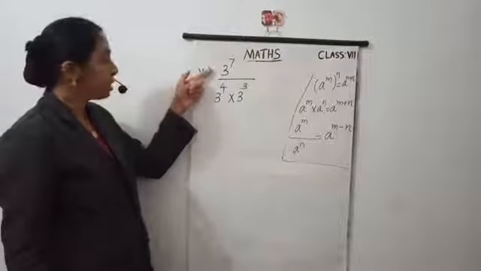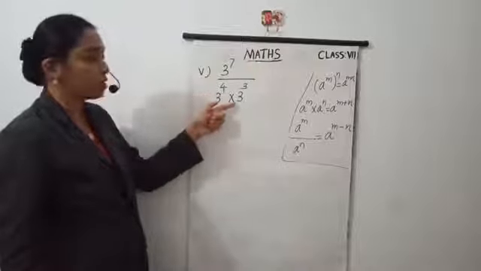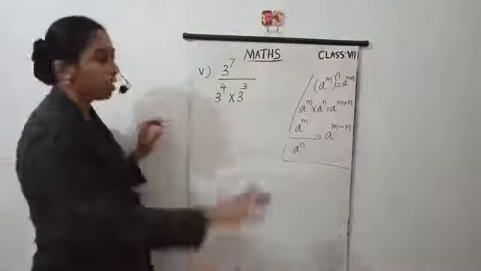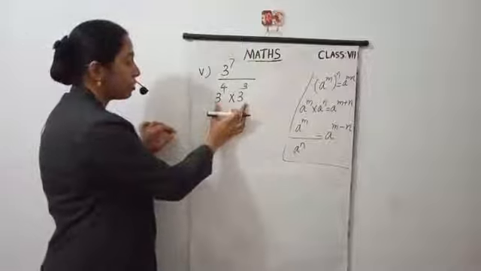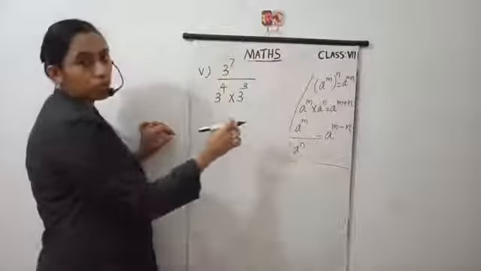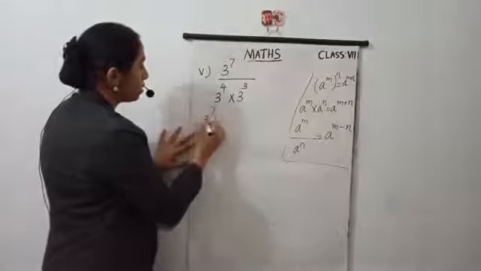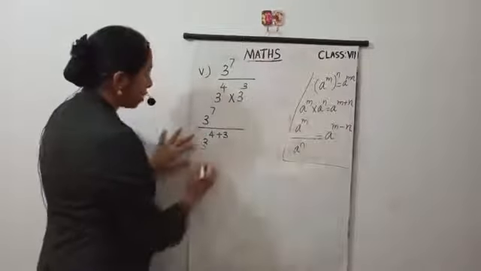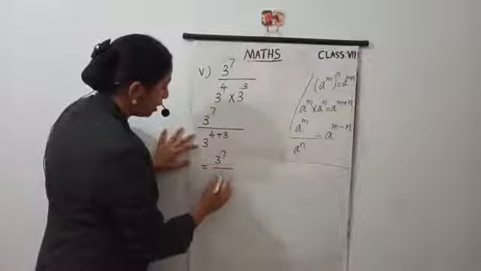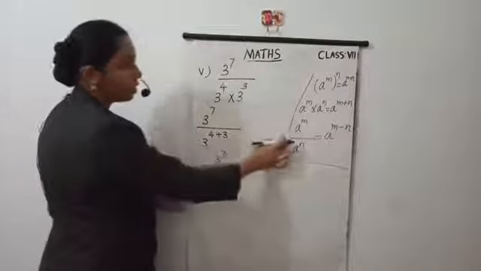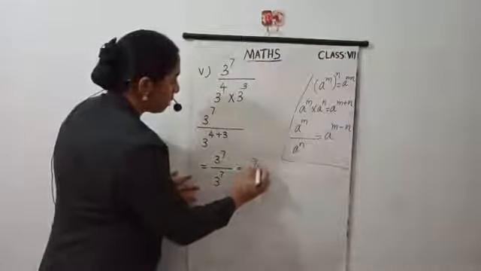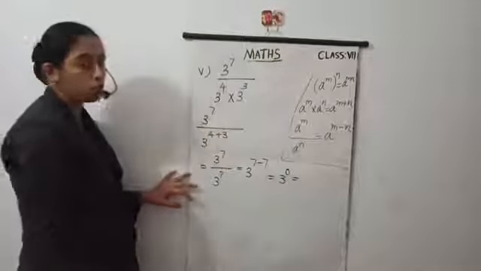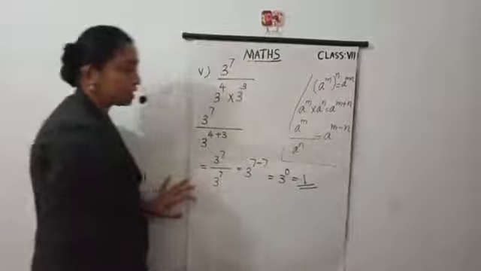Now fifth question, 3 raised to 7 by 3 raised to 4 into 3 raised to 3. So here multiplication. So here we can use this formula, a raised to m into a raised to n equal a raised to m plus n. After simplifying this, we can use the division laws of exponents. Okay. So this is 3 raised to 7 by 3 raised to 4 plus 3, 4 plus 3, m plus n. Okay, this is equal to 3 raised to 7 by 3 raised to 7. And now in this form, that is 3 raised to 7 minus 7. This is equal to 3 raised to 0. Any number raised to 0 we get 1.